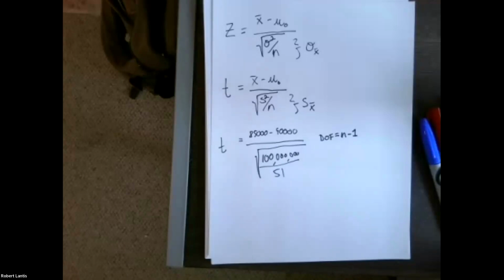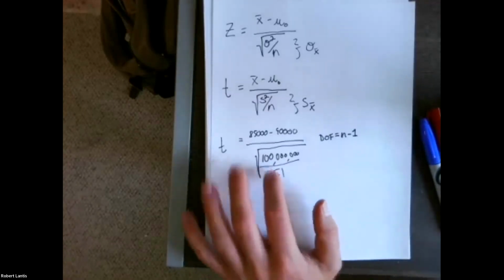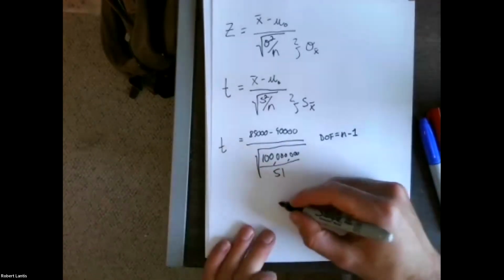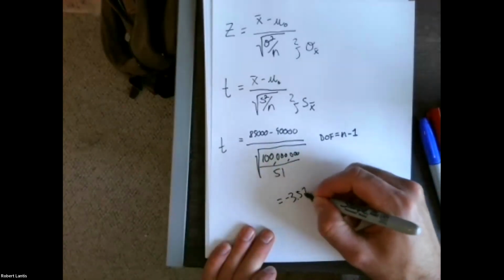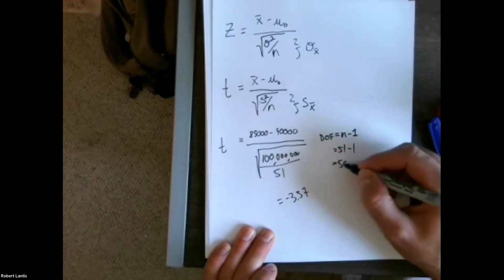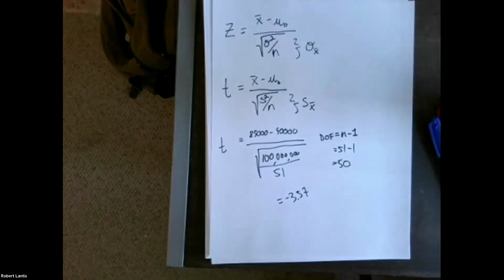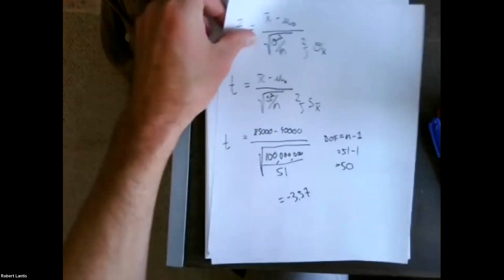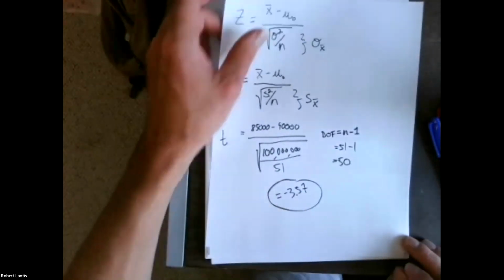Okay, so we have this example where we had this test statistic, and I believe it was negative 3.57. Our degrees of freedom should be our sample size minus one, so we should have a degrees of freedom of 50. So if we want to remember what we're doing, here's our test statistic.